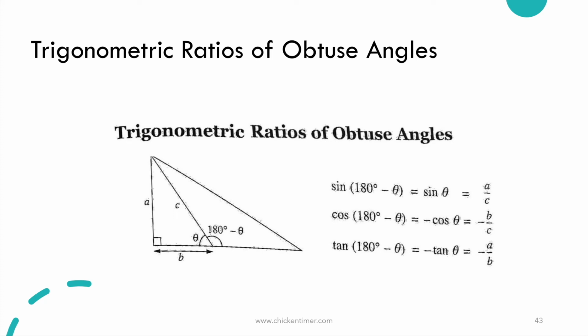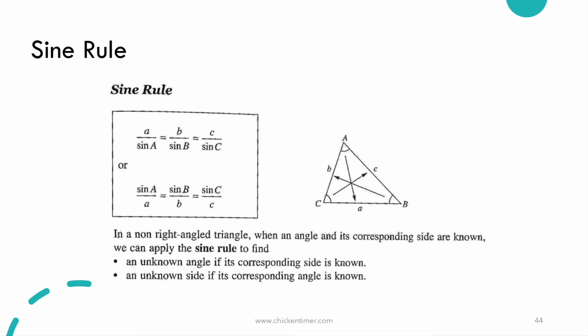And you also need to know the formulas for the trigo ratios for obtuse angles. It's quite a popular question in paper 1 that you need to know. Then of course, we go to the non-right angle triangles, where you have the sine rule and cosine rule that are used. So you have to know these formulas so that you can work through your question very quickly.